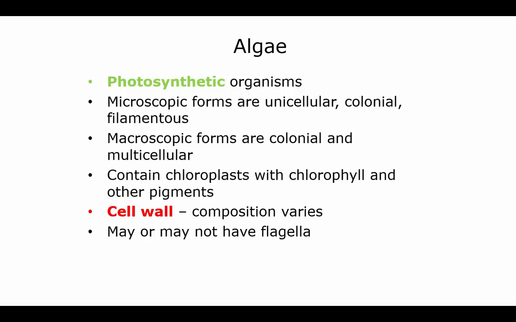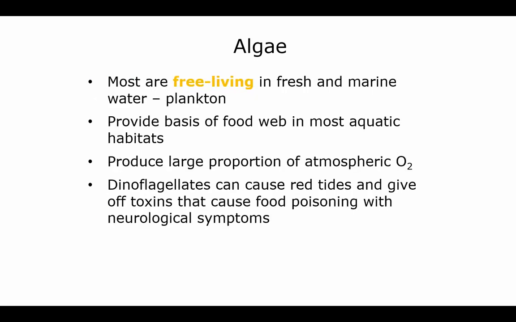And they're photosynthetic, so we know they've got chlorophyll because they've got to trap that sun's energy. They also have a cell wall, and they may or may not have flagella. Most of them are free living in water, either fresh water or marine water. Plankton, the plant part of it, the phytoplankton, is algae. And this is the basis of most of the food webs in aquatic habitats, and algae is also responsible for producing most of the atmospheric oxygen for Earth.